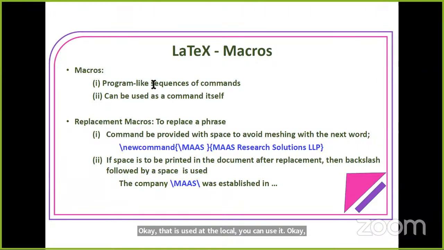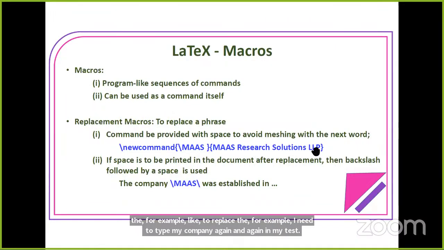So there are different purposes for which we are using macros. One is the replacement macros, to replace phrases. For example, I need to type my company name again and again in my text. So what I can do is make my own command, and instead of writing my entire company name, Mass Research Solutions LLP, every time, if I give the command slash mass, then it automatically gets printed.